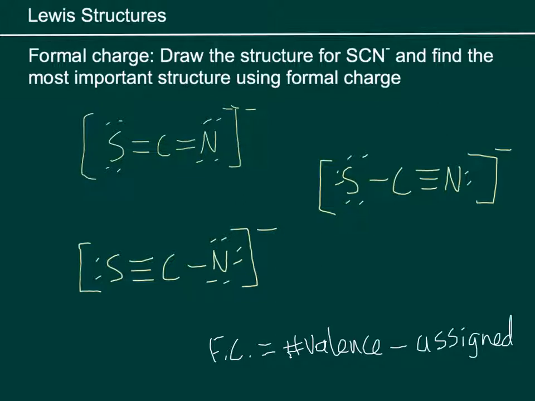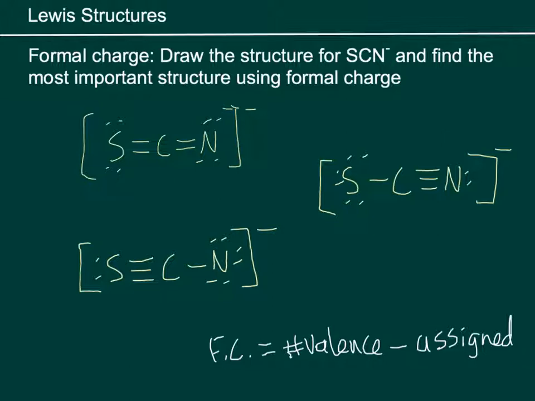So in this case, for the sulfur, sulfur has 6 valence electrons on the table. If we look at this first structure that we drew with the double bonds, that sulfur has 2, 4 from the lone electrons, and then we count half of each bond belonging to the sulfur. Even though it has 2 to complete its octet, we only count one of those as belonging to it. So 5, 6. It has 6 valence, assigned 6, so it's going to have a formal charge of 0, which we don't usually write in, so we don't need to worry about it.